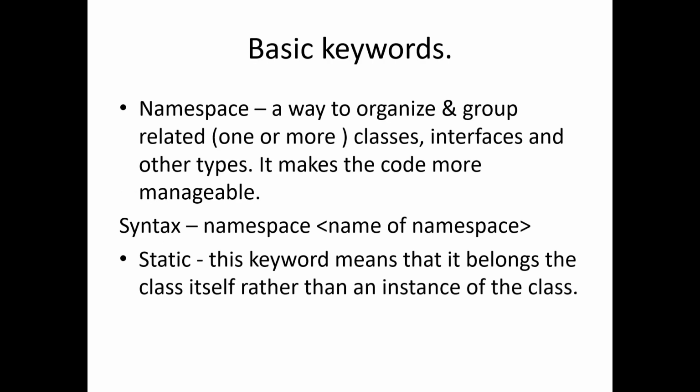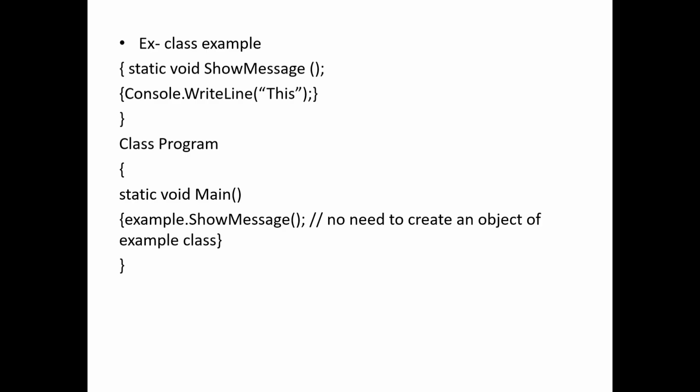How do we declare it? Its syntax is we write the word namespace and then the name of the namespace. We can give any name to the namespace. And in our namespace there can be many classes which are related to each other. The classes can be of any number, two or more.